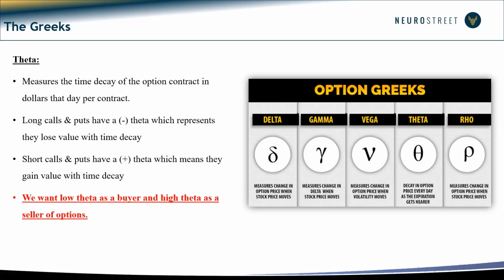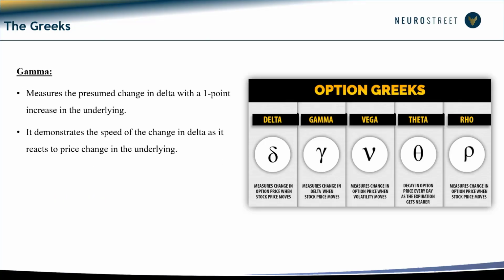Okay, so let's go to the next one here. Gamma measures the presumed change in delta with a 1-point increase in the underlying. So it demonstrates the speed of change in the delta. It just measures how fast delta is changing as a reaction to the stock, right? Not something I would assume you're going to be monitoring too much unless you're looking at some advanced option chains and advanced option strategies.